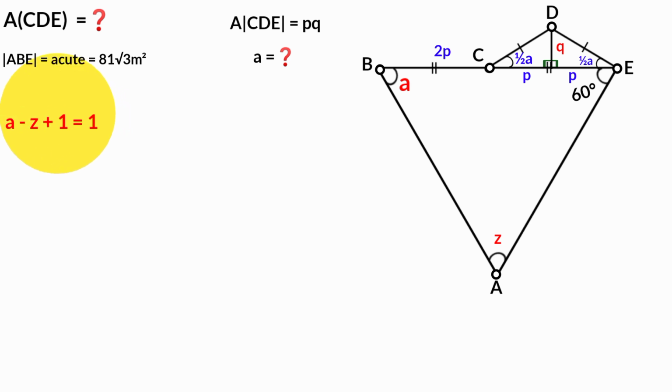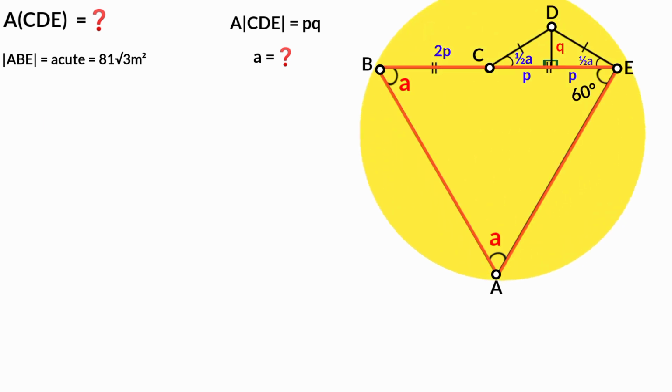Bring minus z plus 1 to the right hand side. So a equal to 1 plus z minus 1. This 1 cancels this minus 1. So a equal to z. Therefore, this angle z is a.